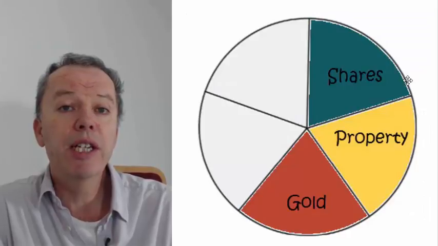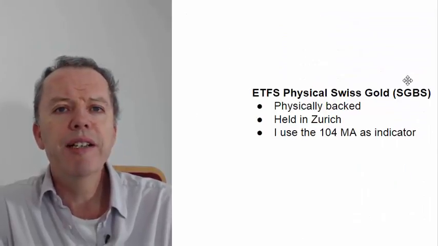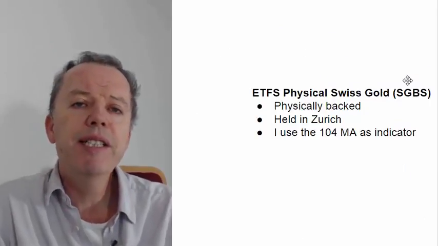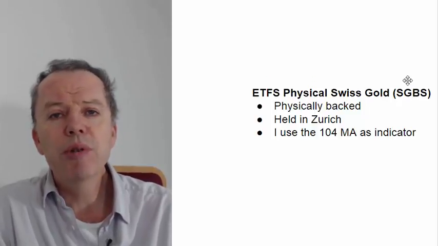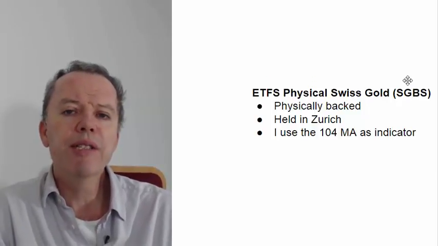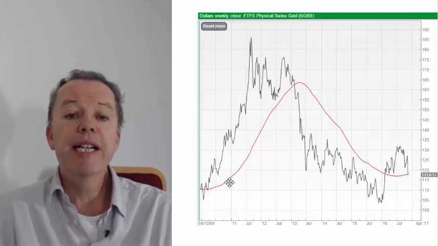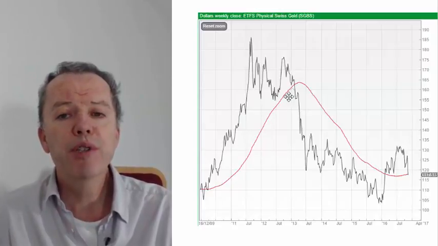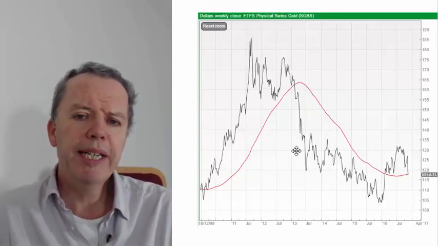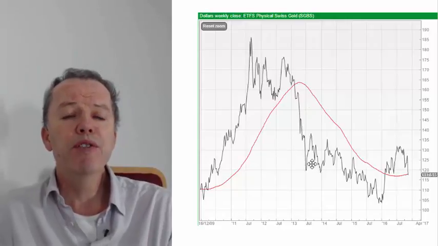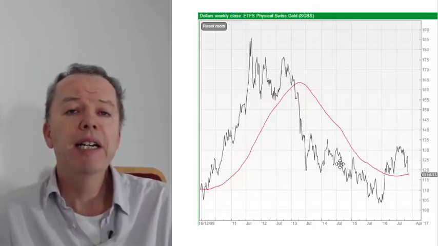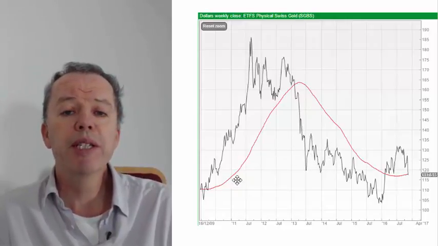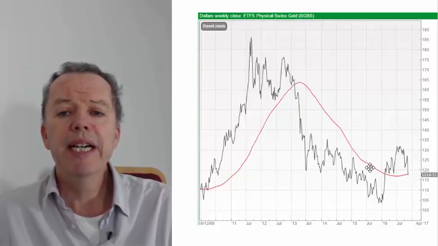Okay, let's have a look at gold. Now this has been quite interesting. This week I use an ETF to give me exposure to gold, SGBS. This gold is held in Switzerland, and look at this. Now I use the 2-year moving average here because gold's quite spiky, and the 1-year moving average, the 52 MA, seems to get crossed quite a bit, but using the 2-year moving average seems to give more clear signals.